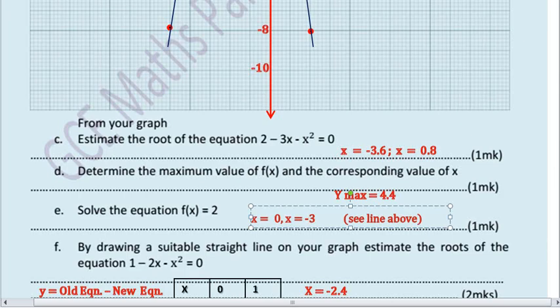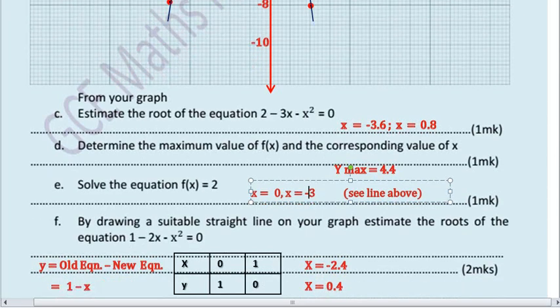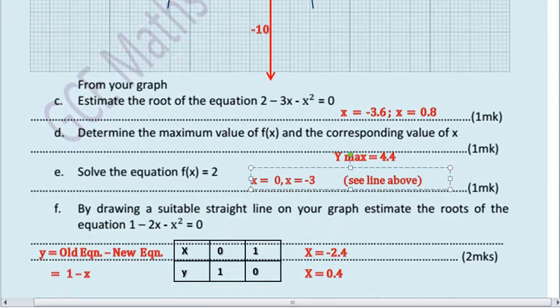Then the next thing we have: by drawing a suitable straight line on your graph, estimate the roots of the equation 1 minus 2x minus x squared equals 0. Normally I usually give students in Form 5 a formula to do this one. When you're given an equation of this form, just take the original equation minus this new one, and it will give you the line directly. So you have the equation that was given, 2 minus 3x minus x squared, minus this new equation, 1 minus 2x minus x squared. This will give you the line y equals 1 minus x, and since it's a straight line, you can look for points. When x is 0, y will be 1, and when x is 1, y will be 0. So you have these 2 points.